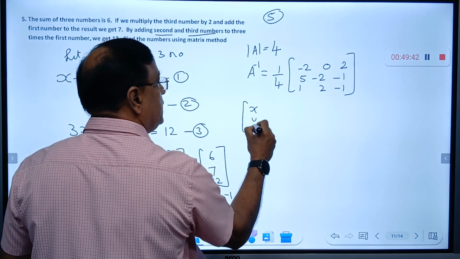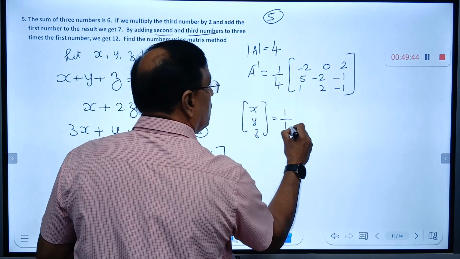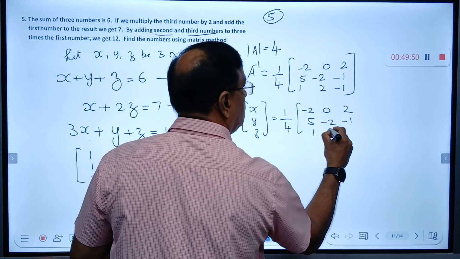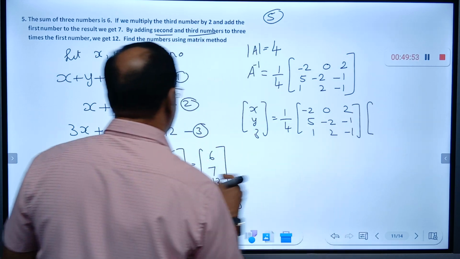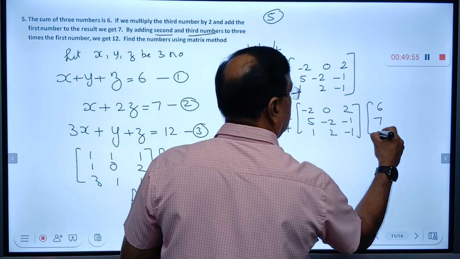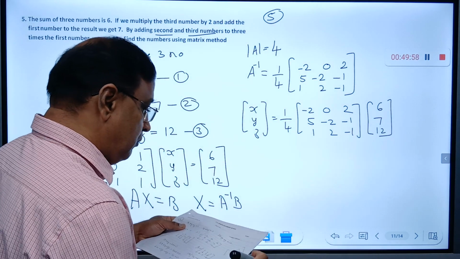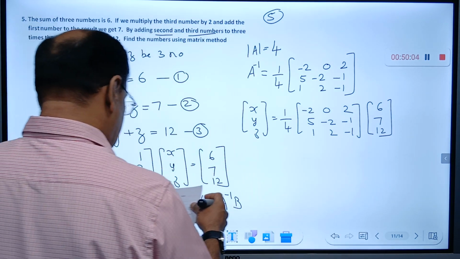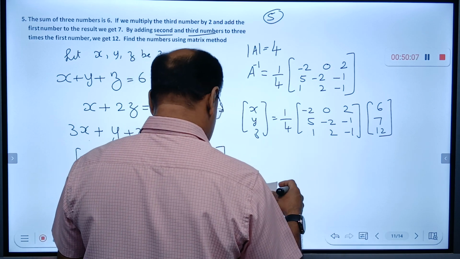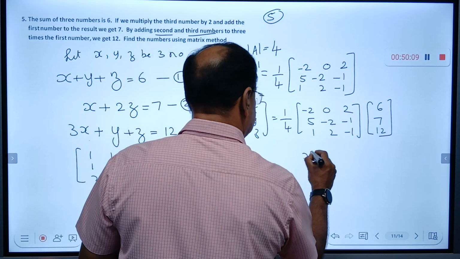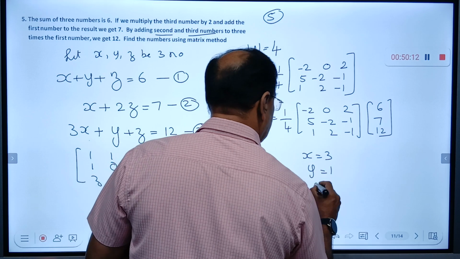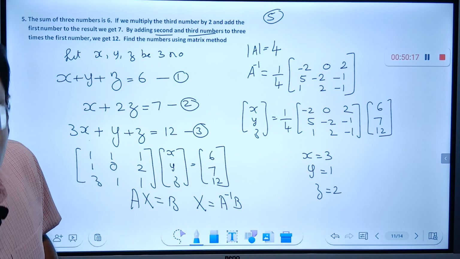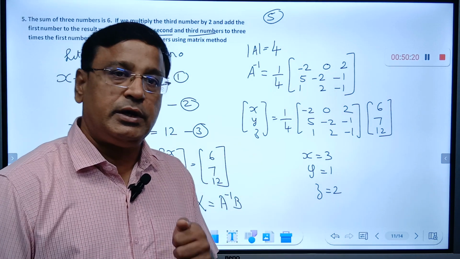So you get X, Y, Z equal to A inverse, which is 5, minus 2, minus 1, 1, 2, minus 1, into what is the constant matrix here? 6, 7 and 12. So if you multiply, what do I get? If we multiply all this, I think I'm getting the answer as X is 3, Y is 1, Z is 2. You can try this and see. It's not difficult. If you have difficulty, you can always write in the comment section. I will definitely get back to you.